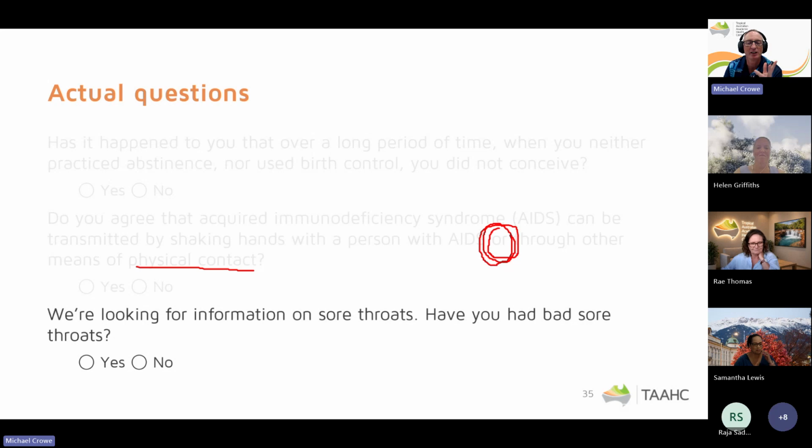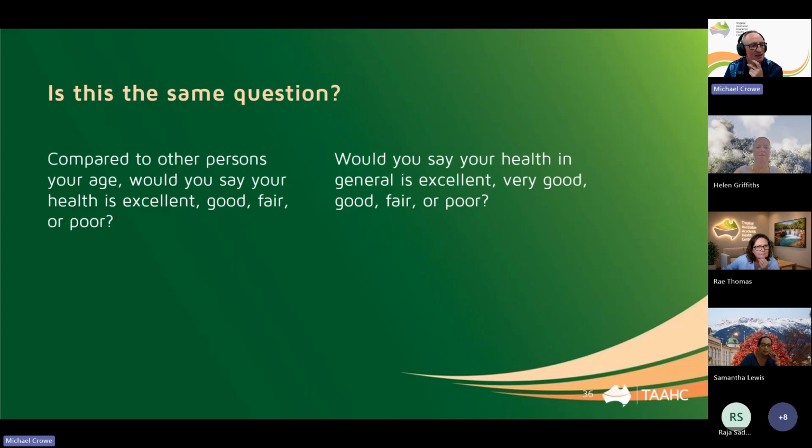All right. So look, you really have to be careful. You really have to be careful. Last one. Is this the same question? By the way, there's nothing wrong with either question. Okay, Ray says they're not the same.